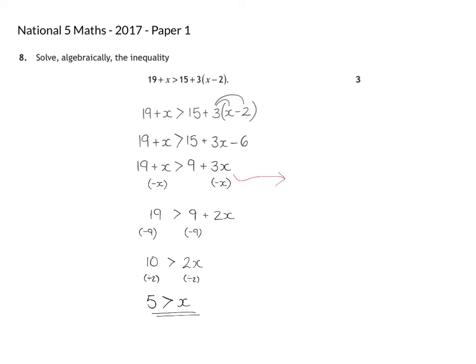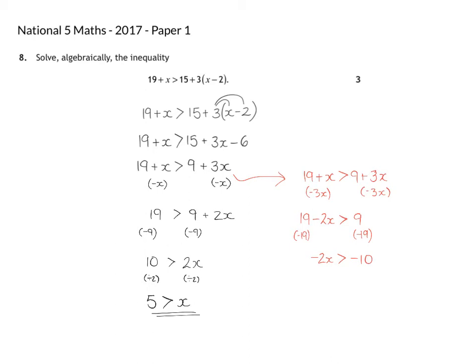However, a lot of people like to have their x's on the right hand side. So when we have 19 plus x is greater than 9 plus 3x, what some people are going to be inclined to do is take my 3x away from both sides. So I'm going to get 19 take away 2x is greater than 9, just 9. Nothing else there. And then I'm going to take away my 19 from both sides. So I'm getting negative 2x is greater than negative 10.